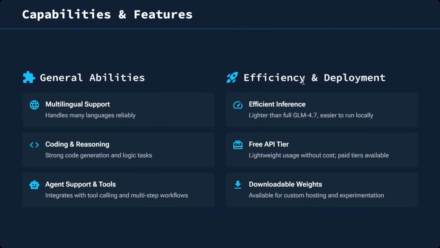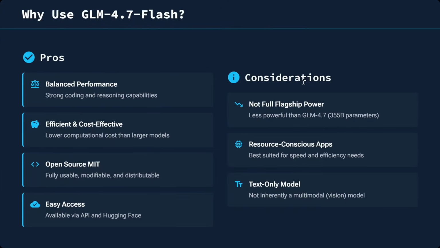Capabilities and features: talking about the general abilities, it's very similar to GLM 4.7. Multilingual support, coding and reasoning, agent support and tools. Efficiency and deployment: efficient inference, free API tier, and downloadable weights are there. Why use GLM 4.7 Flash? Talking about the pros: balanced performance, efficient and cost effective, open source, MIT, and easy access.